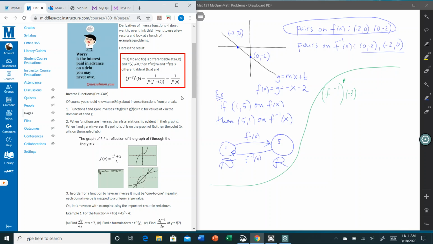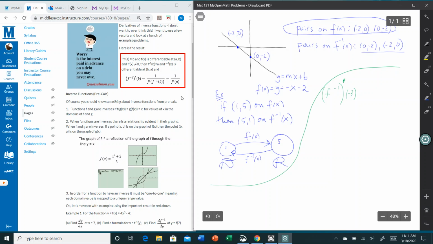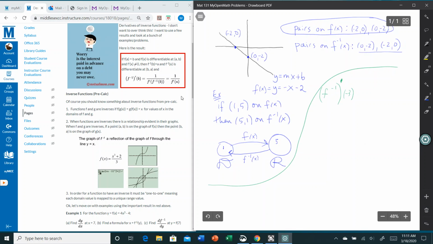So what's the pair then? This is going to be equal to, according to that red box, 1 over f prime of a, where a is that value that gets mapped into -3. That ordered pair is on f of x. Okay, so that's kind of interesting. Now we can figure that out.